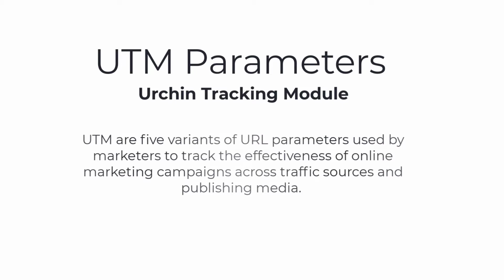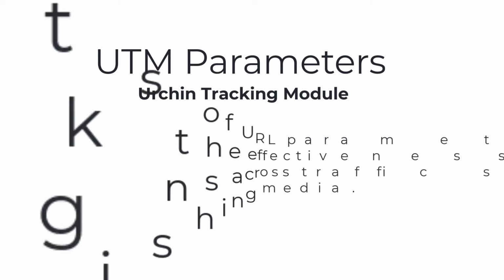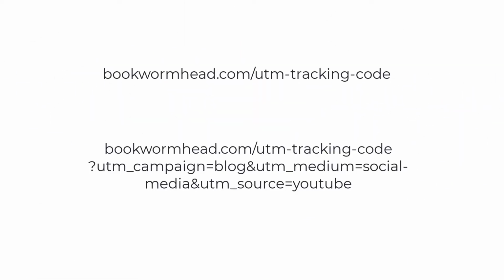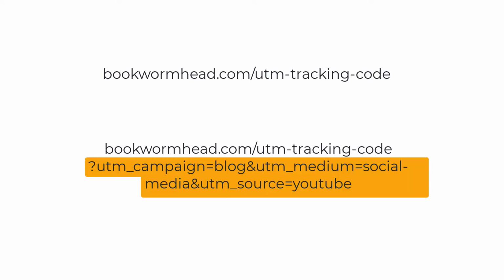Now I'm going to give you an example of the difference between a normal link and a UTM code. This one is a normal link, while this is a link with integrated UTM parameters. You'll notice that after the normal link, there are parameters starting from a question mark, utm_campaign equals the value, and then another parameter, utm_medium, and the corresponding answer. And the list goes on.